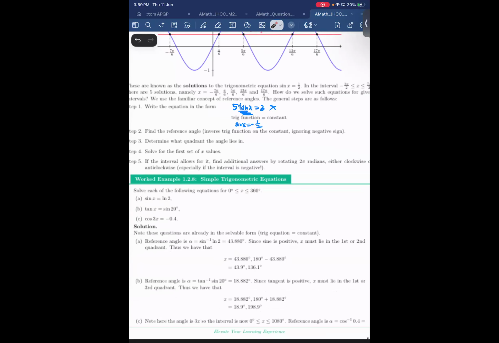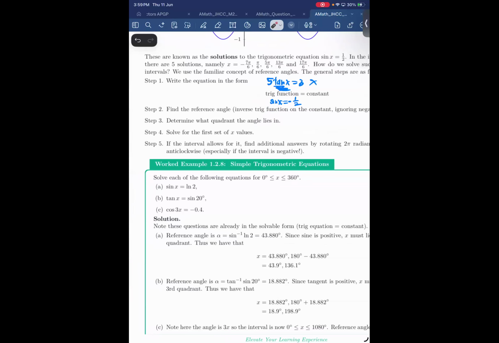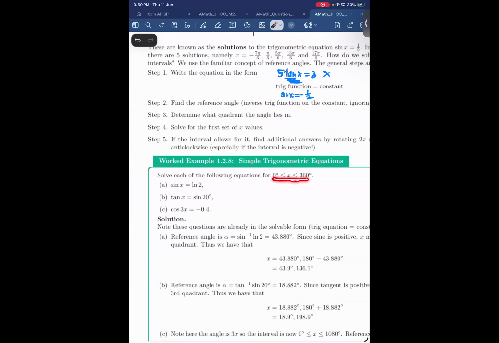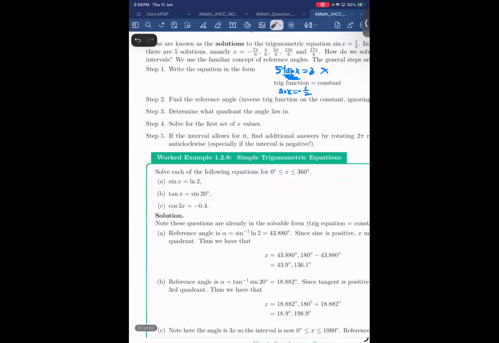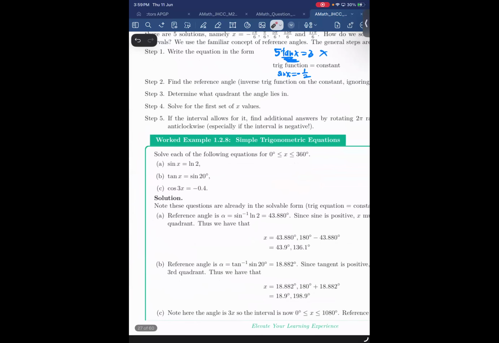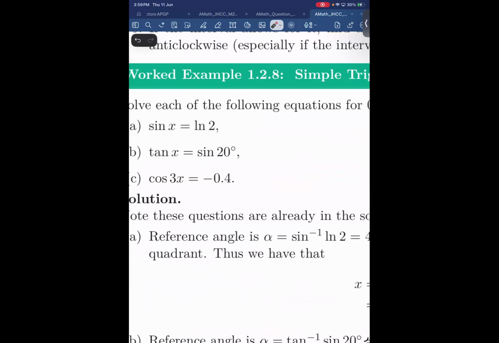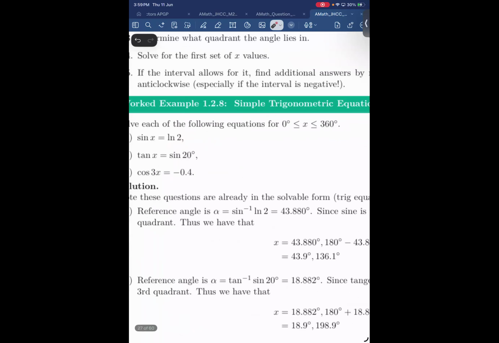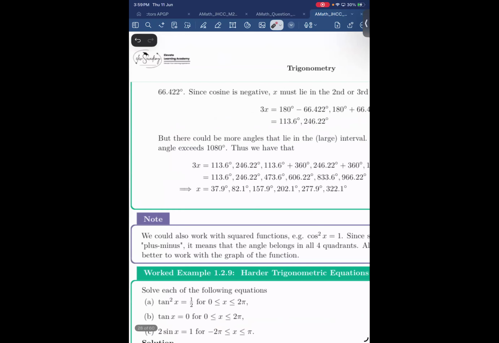Then for part C, need to take note. They say x is between 0 and 360 degrees. So that means 3x is between 0 and 1080 degrees. Need to take note of this, in case you have some solution you can get by adding 360 degrees. Now, this value is negative, take note. But the reference angle will be cosine inverse of 0.4, not minus 0.4. Cosine inverse of 0.4 is 66.4422 degrees.